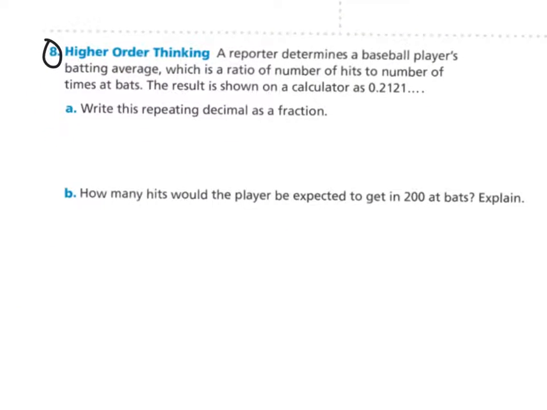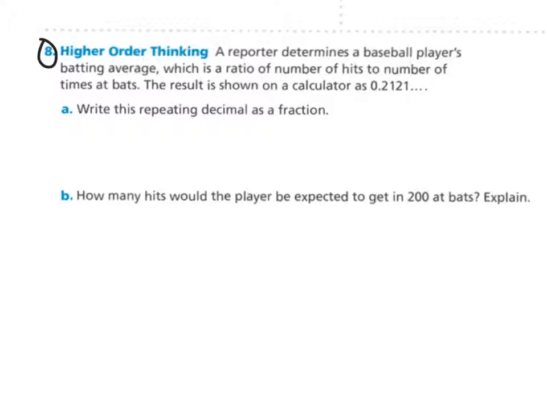Now if we look at number 8, a reporter determines a baseball player's batting average, which is the ratio of number of hits to the number of times at bat. The result is shown on the calculator as 0.2121 and so on. Write this repeating decimal as a fraction. Usually with batting averages, they just round it to the nearest thousandth. So they would probably just say he's hitting 212, is how they say that. But anyway, for the sake of this problem, we'll go with it.